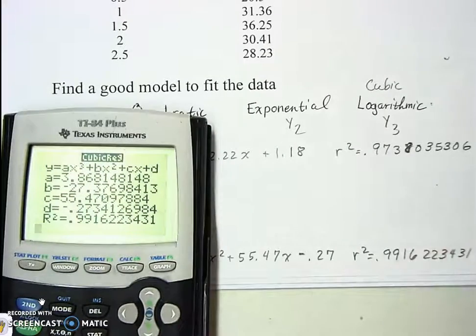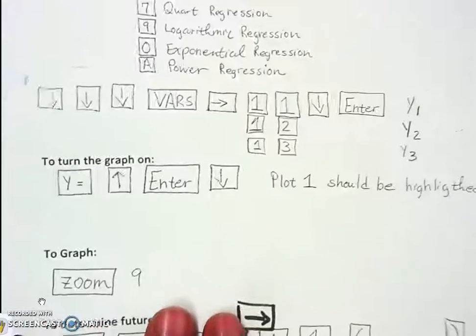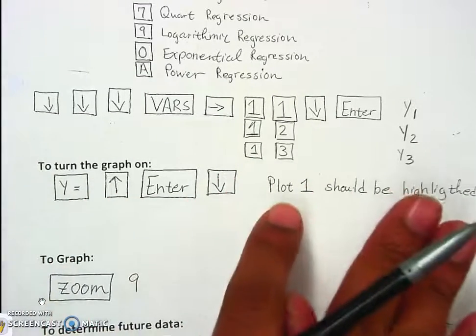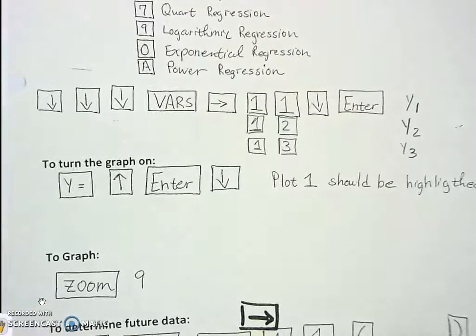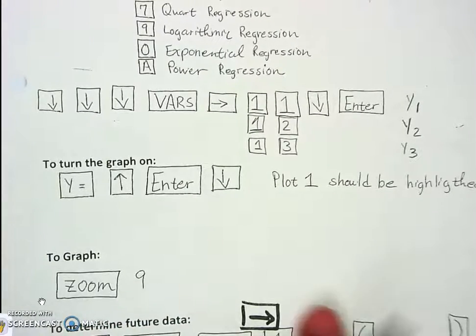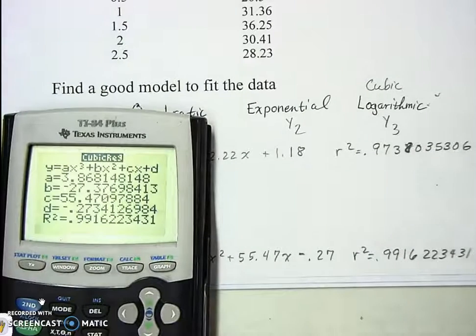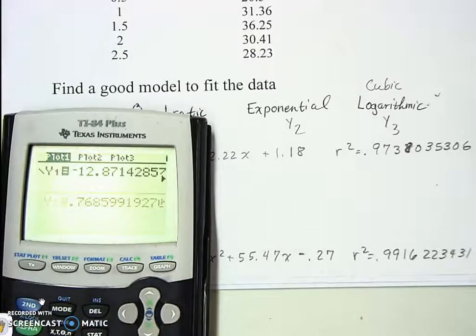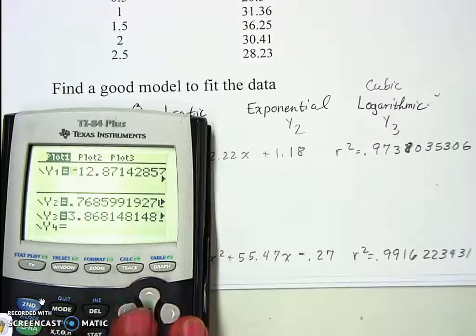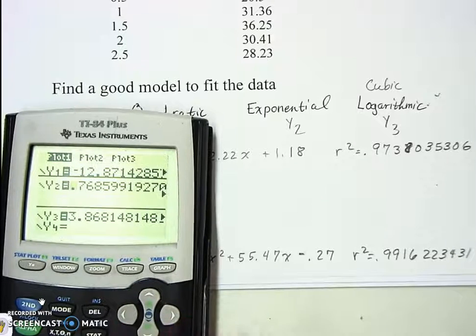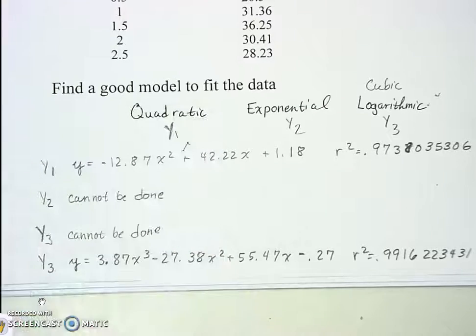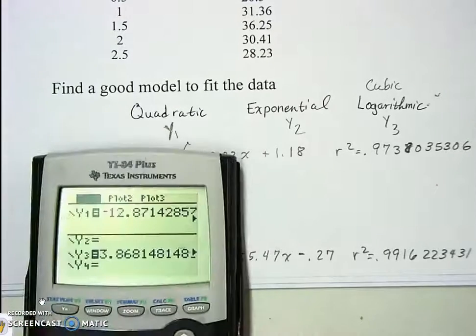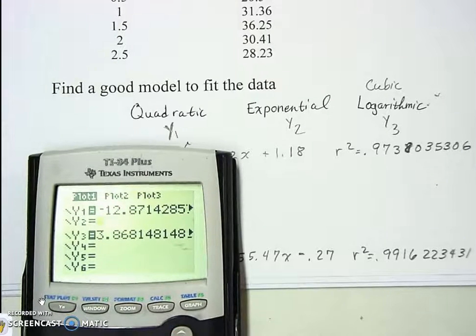So here, we're going to come back to what we have here. We're going to have to go turn our plot on, and hopefully it's already on. If it is, great. If not, then you got to make sure you turn it on. And then we're going to hit zoom 9 to see it go through the information. So again, we're going to go to y equals, and we're going to go ahead and get rid of y2 here, because we said y2 didn't work out.